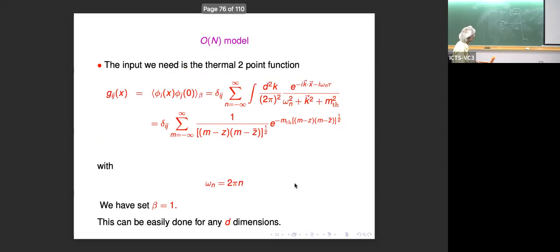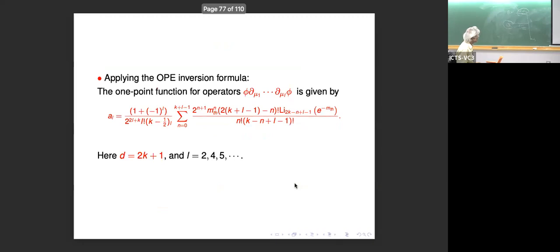Now, in the O(N) model, the two-point functions are known. This is the two-point function, for instance in 3 dimensions. It is known in terms of the thermal mass. Then you can use that inversion formula and read out the one-point functions.